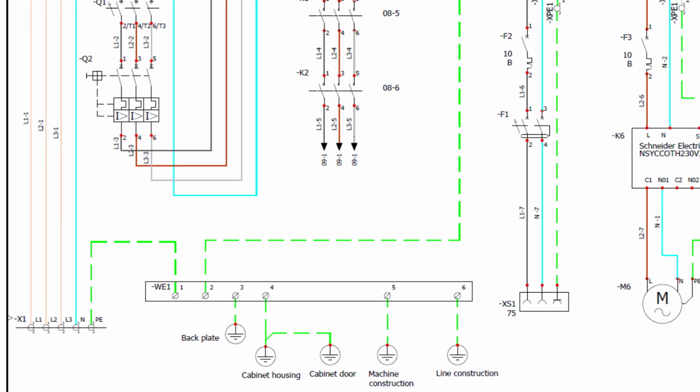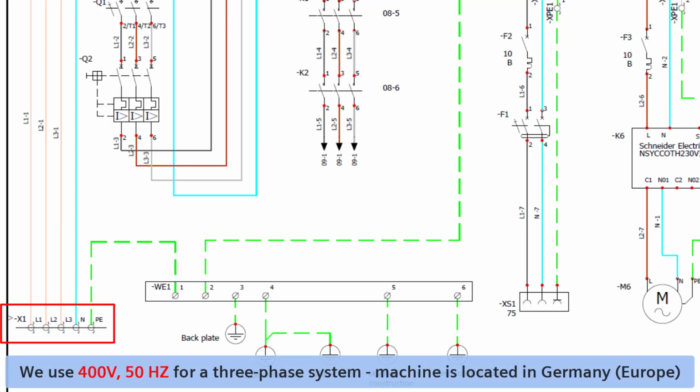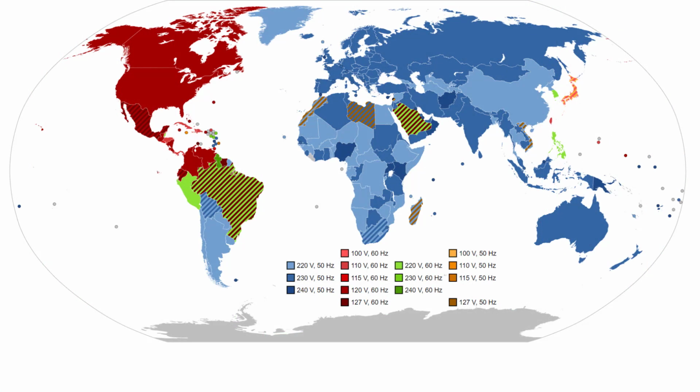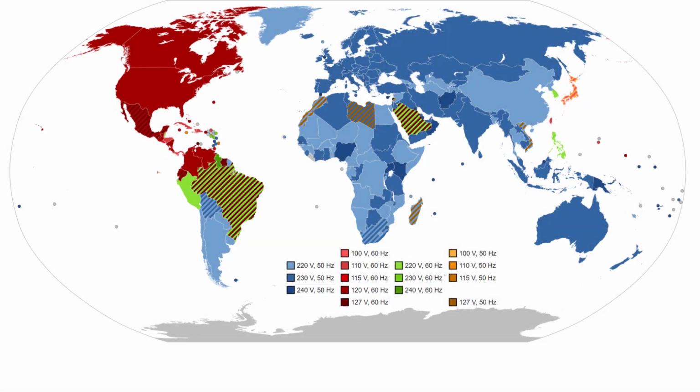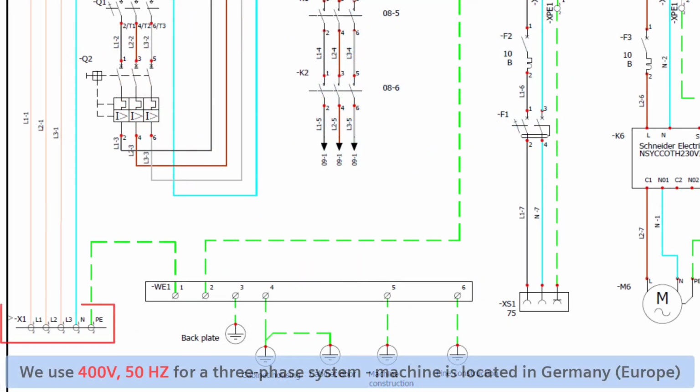In this case, we need to begin from the bottom, where the three-phase power enters the control cabinet. Just a quick reminder, the voltage level and power frequency are determined by the country where the project is being implemented. In Europe, the standard voltage level is typically 230 volts for single-phase systems and 400 volts for three-phase systems, with a frequency of 50 Hz. Therefore, when implementing our project, we need to ensure compatibility with these standards.